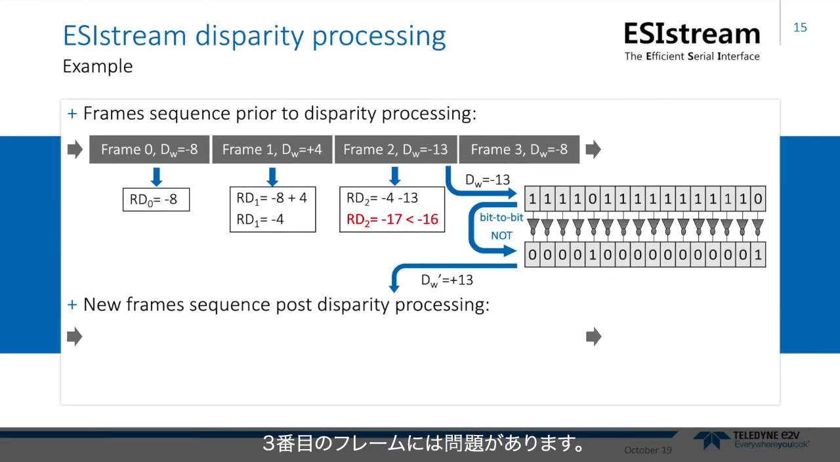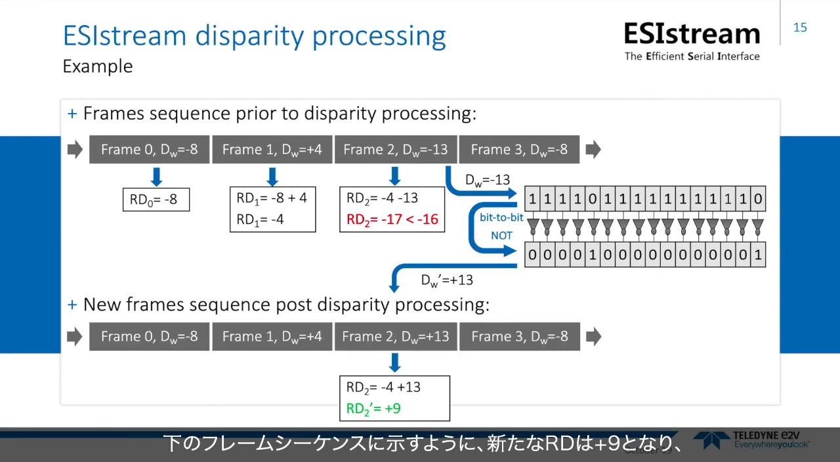Come the third frame, we have a problem, as this frame has a disparity word of -13. That means we now have a running disparity that stands at -17. This disparity has exceeded the system limit. You may recall we have a plus or minus 16 running disparity limit. This then calls for the disparity bit to be set, signaling that the third frame's data should be inverted so that it will now have a disparity word of value of plus 13. As we see in the lower frame sequence, the new running disparity becomes plus 9, which is well within the running disparity limit of the system. So that's how the disparity processing operation takes place.